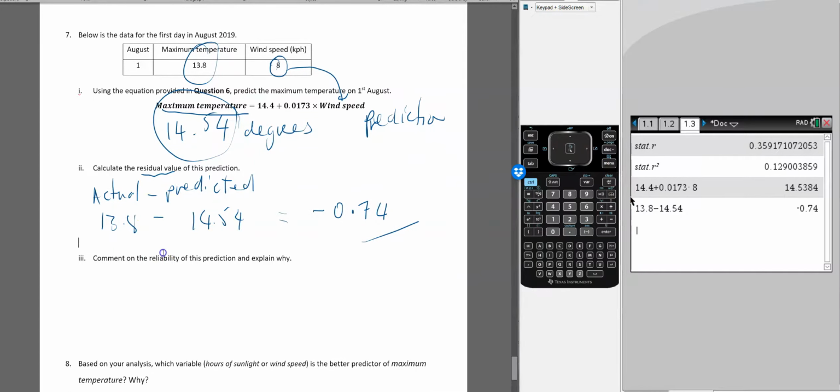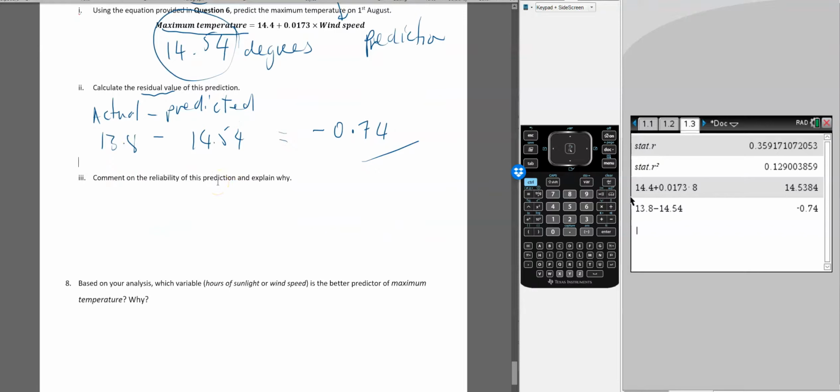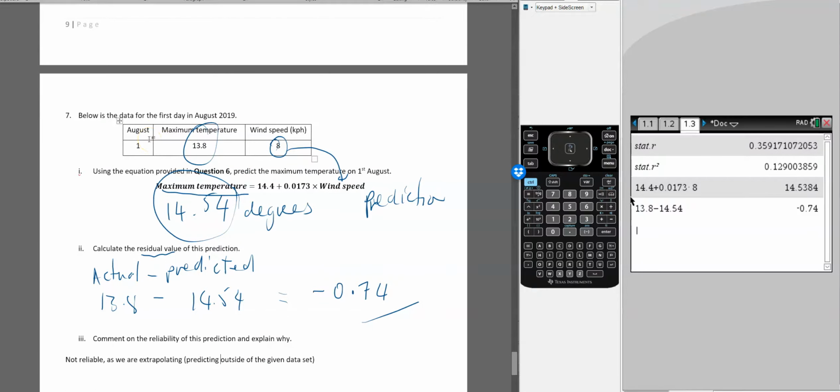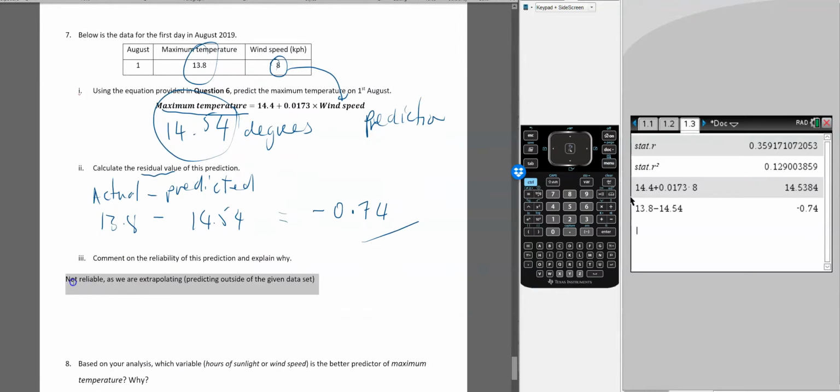Now, it says here, comment on the reliability of this prediction and explain why. Not reliable, as we are extrapolating, predicting outside of the given data set. Because we're given only the data for July, we're extrapolating. We're using that data to predict something in the future, which is not reliable.